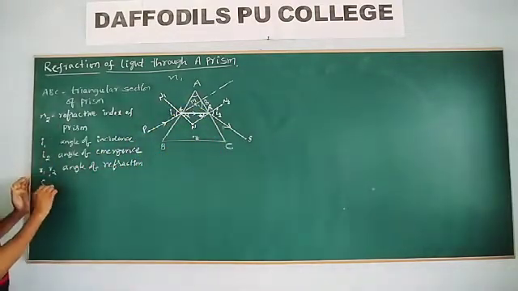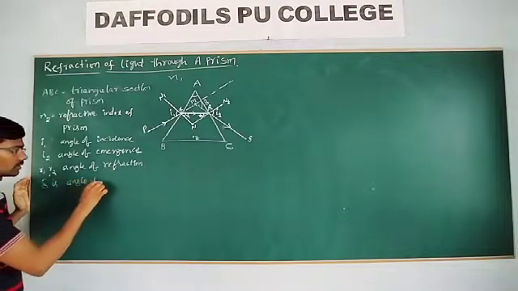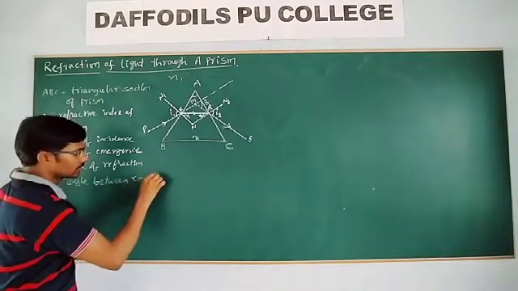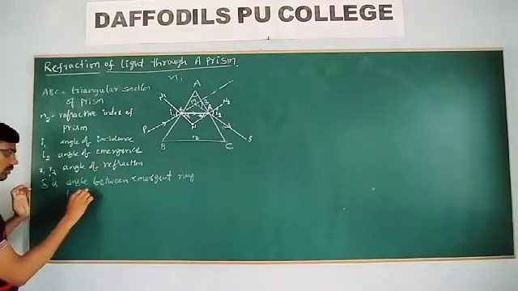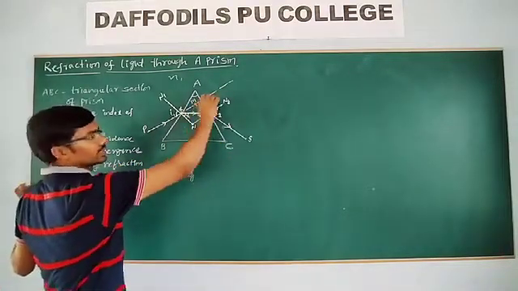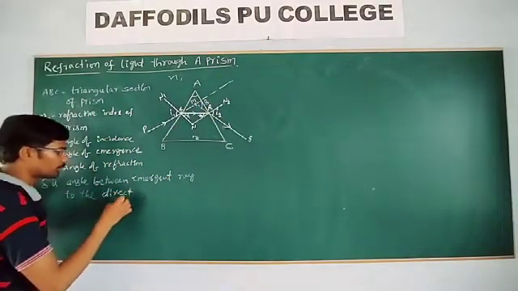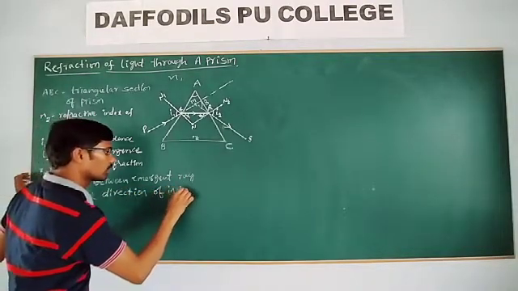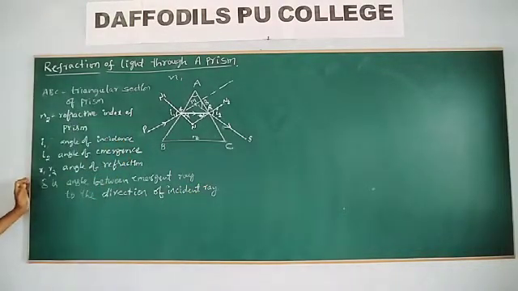Now let me write here: angle of deviation, delta, is the angle between the emergent ray and the direction of the incident ray.